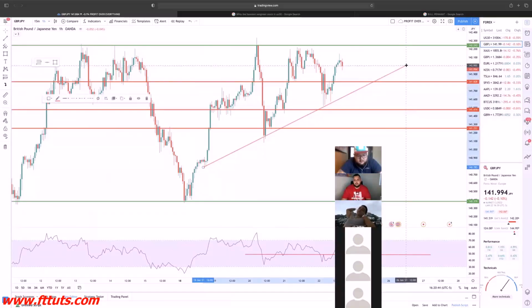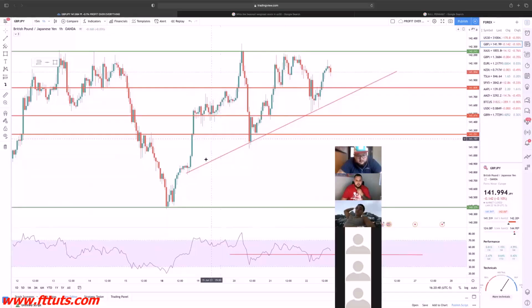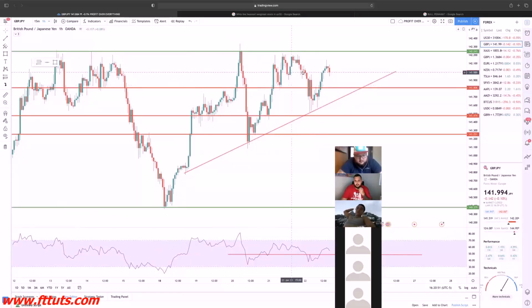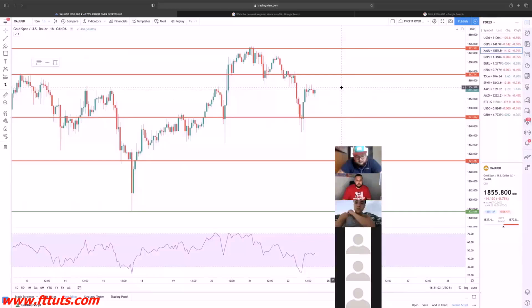It's almost like US 30, it kind of moves like US 30. So right now we also have a trend line right here. Move this a little bit up. So same thing. Let me go to gold real quick. Let's take a look at gold.